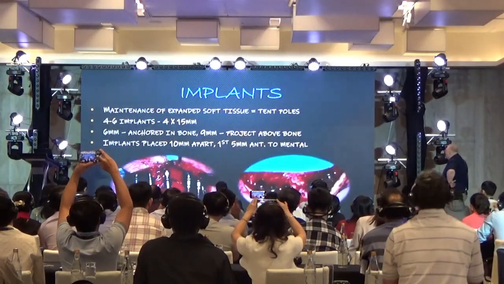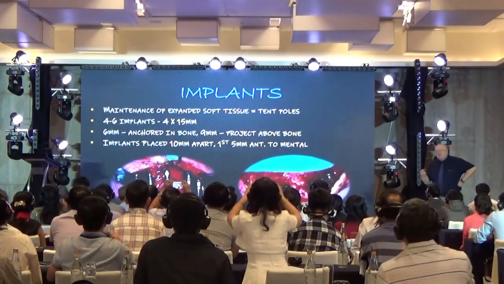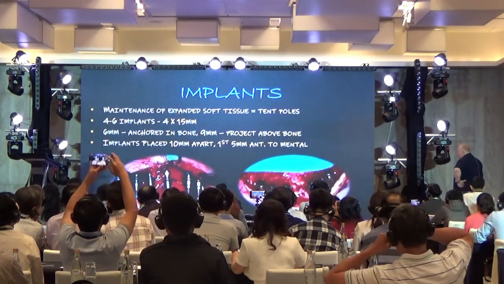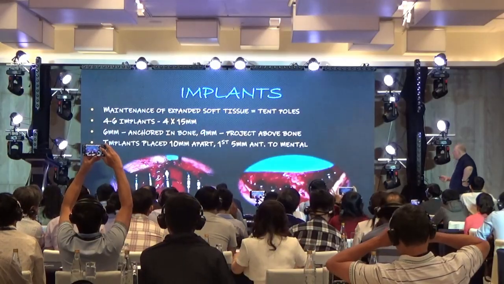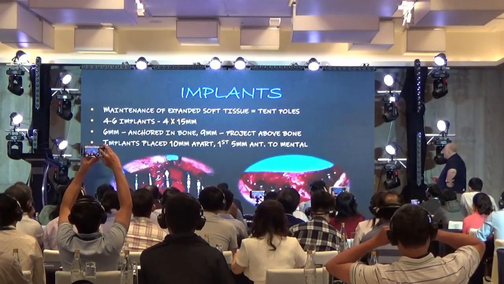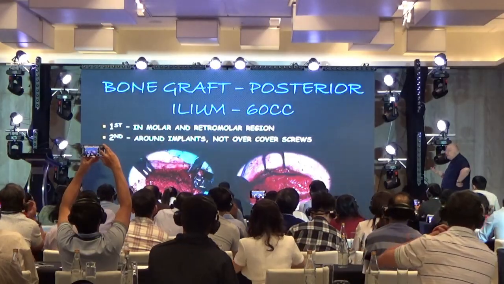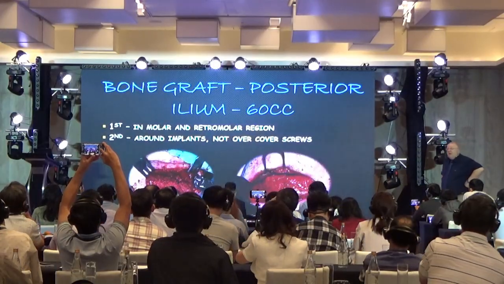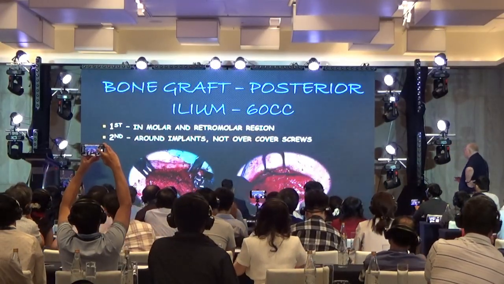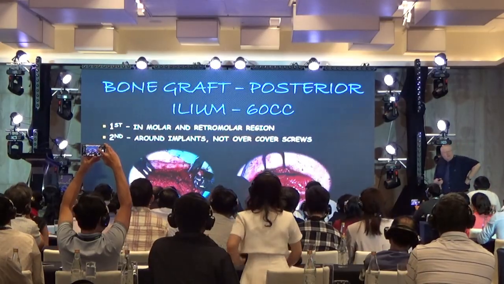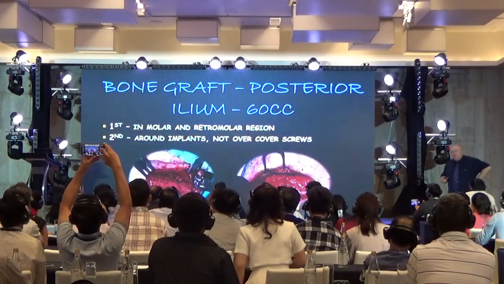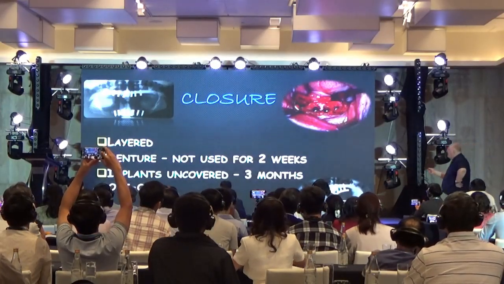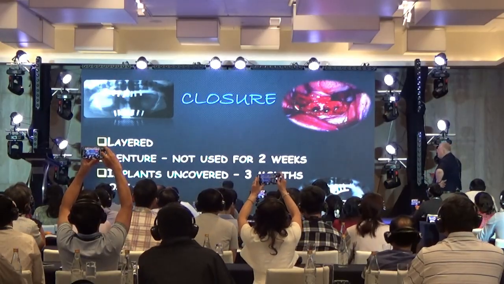Now, the Marx approach was to place the implants at this stage, to use the implants for space maintenance, then go to the posterior iliac crest, take from the posterior iliac crest 60 cc of autogenous bone, to place this autogenous bone around the implants, and get a very nice result.